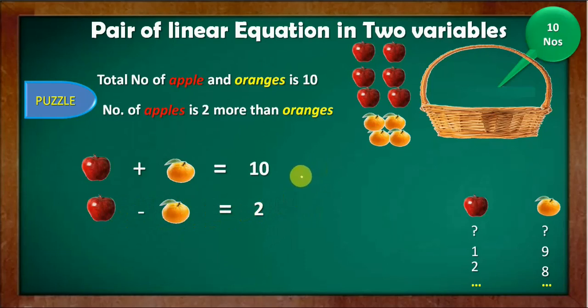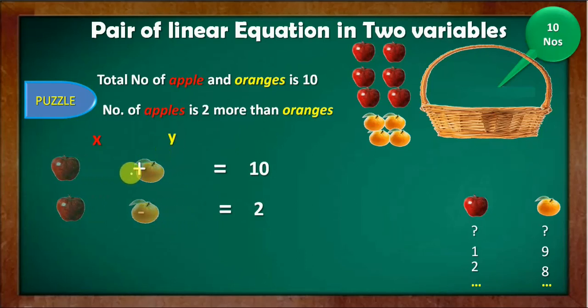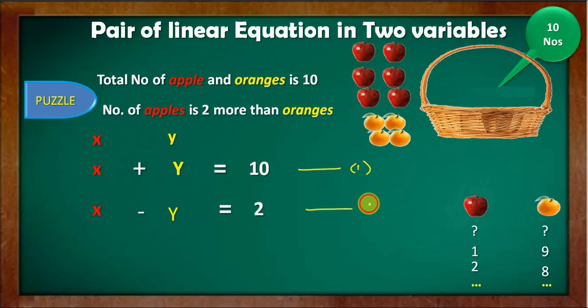Now what I'm doing, I'm denoting the number of apples by x and I'm denoting the number of oranges by y. So replacing this with x and y, I get x plus y equal to 10. So this is my one equation, and x minus y equal to 2. This is my second equation.